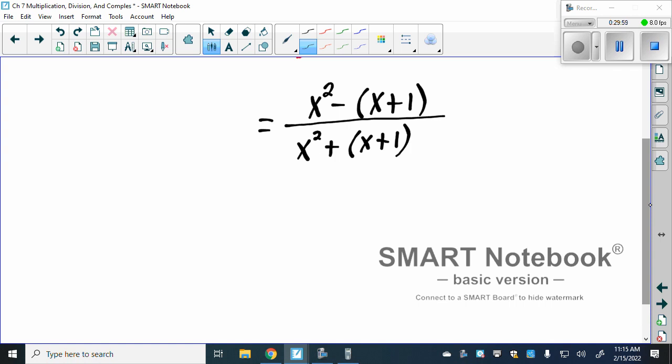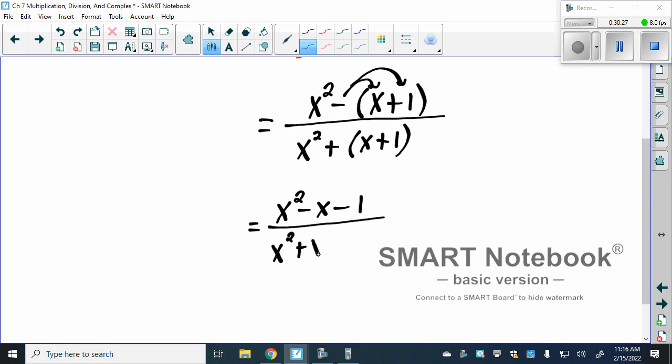Now our numerator, that negative will be applied to both the x and 1 because we're subtracting the x and subtracting the 1 from the x squared. We can't actually subtract x squared and x squared and 1, so it ends up looking like x squared minus x minus 1. When we add the x plus 1 to the denominator, we get plus x plus 1.